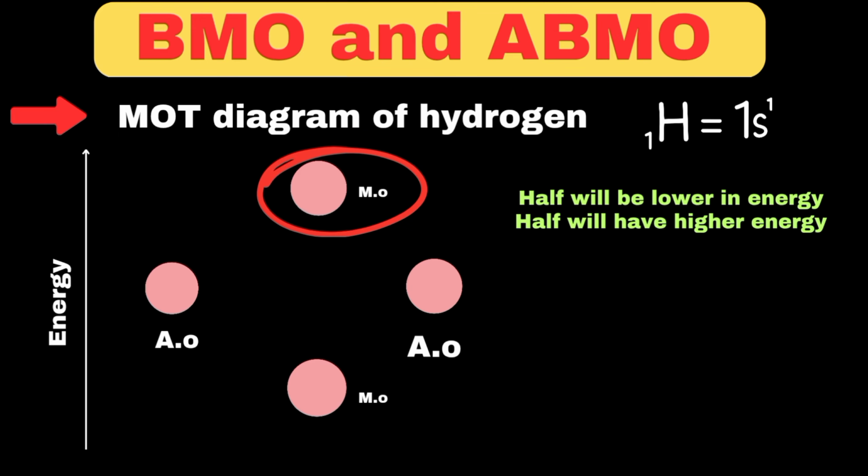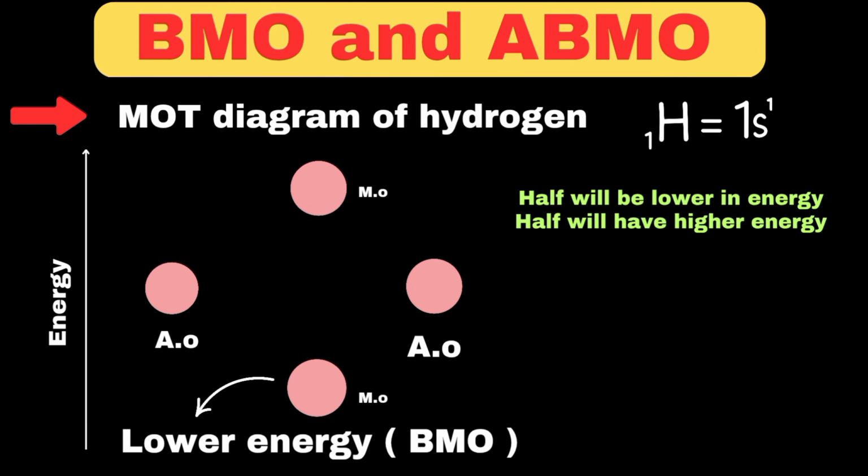Now, it's time to see what actually is the difference between bonding molecular orbitals and anti-bonding molecular orbitals. Keep in mind that molecular orbitals that have lower energy than their parent atomic orbitals will be called bonding molecular orbitals, and those having higher energy than their parent atomic orbitals will be anti-bonding molecular orbitals.